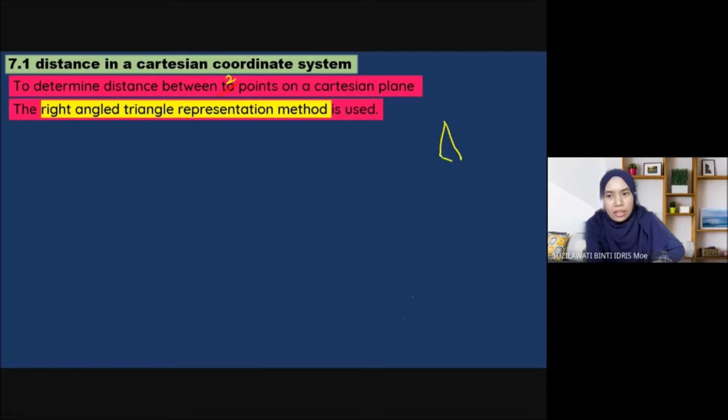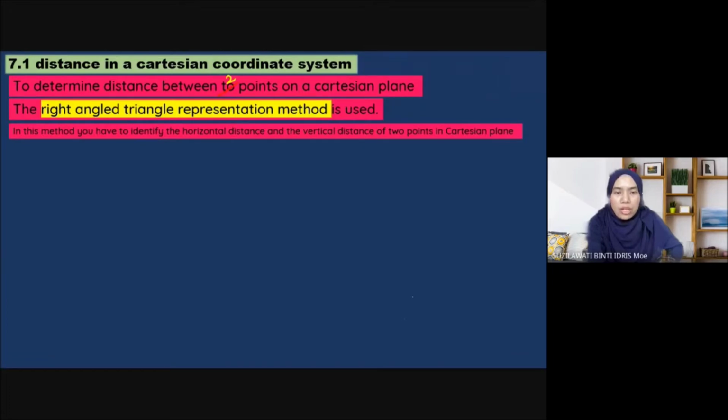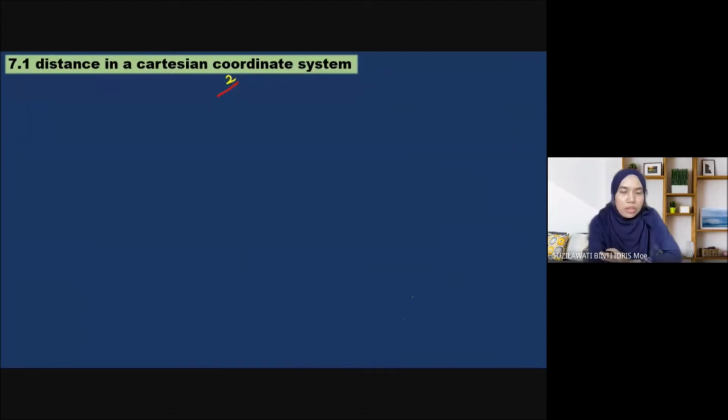Okay, right angle dia mesti sudut tegak. Kita gunakan method ni untuk representation dia sebagai mewakili Cartesian plane tadi. Okay, satah katas ni tadi. How? This method you have to identify the horizontal distance and the vertical distance of 2 points in Cartesian plane. Kita tentukan jarak paksi X, horizontal distance tu mewakili paksi X dan vertical distance tu mewakili paksi Y. Okay. Kita tengok apa maksud ayat yang 3 yang warna pink ni.